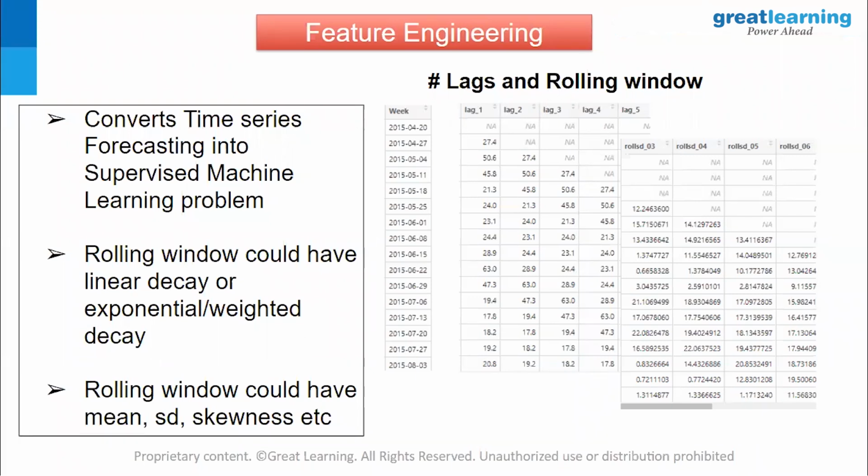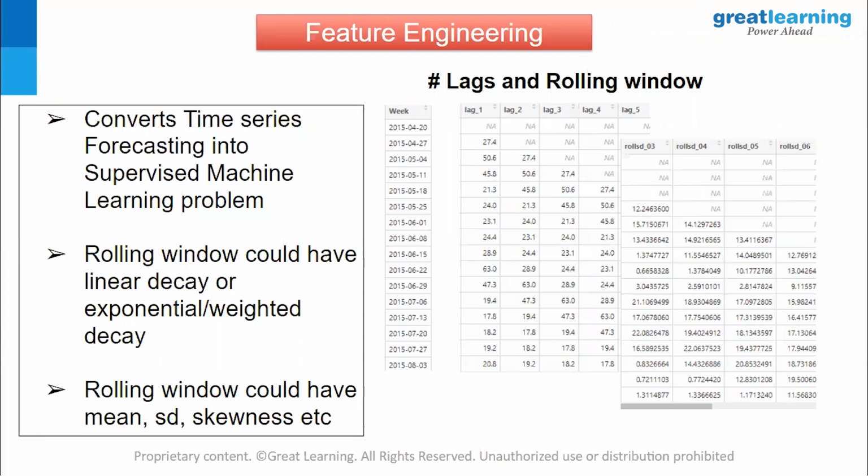Now, what is the advantage of a rolling window? By averaging the last few points, you're trying to reduce the effect of variation. You're trying to smoothen out the entire data. That means you're going closer and closer to the trend. You're trying to remove a lot of noise or local effects and get closer to the trend. So a rolling window is a very powerful feature, and it captures the trend in your data.